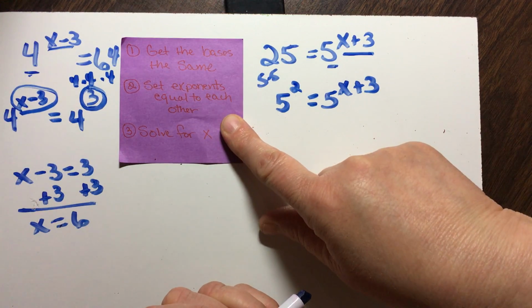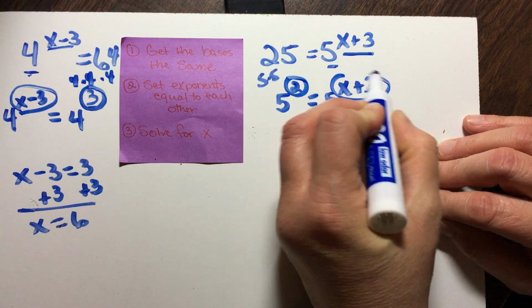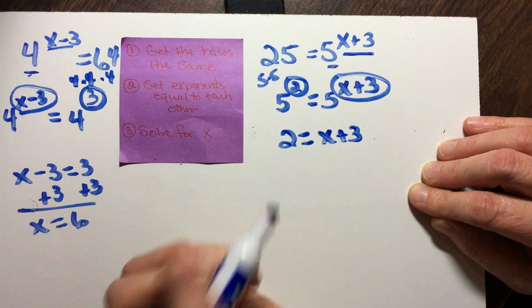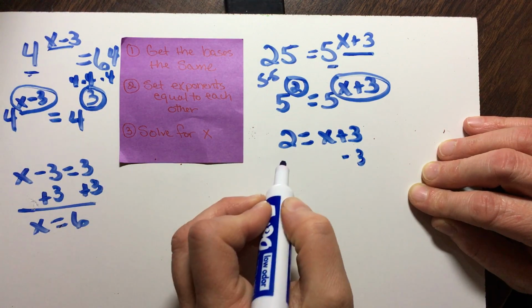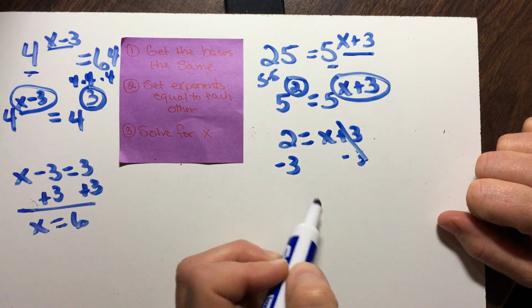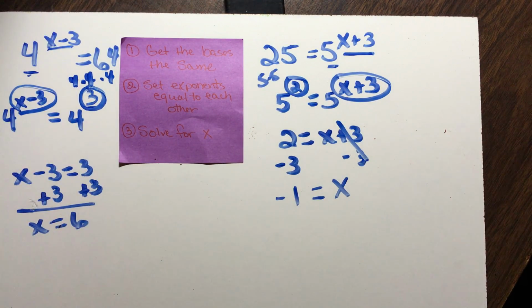Step 2, set exponents equal to each other. Here's one, here's the other one, so 2 equals x plus 3. Subtract 3, whatever you do to one side, you have to do to the other. Those cross out. X equals -1. All right, so let's take a look at the next section.